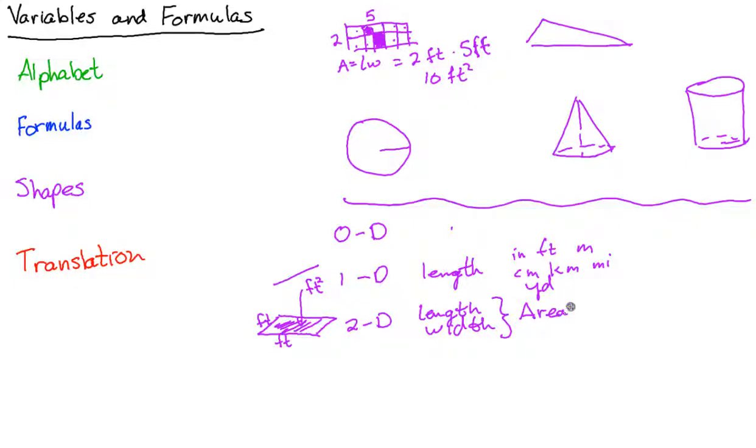So anytime you're asked an area question, you'll give the answer in square something, like inches squared, or feet squared, or meters squared, centimeters squared, kilometers squared, miles squared. And this squared designates that it is answering a question for 2D.